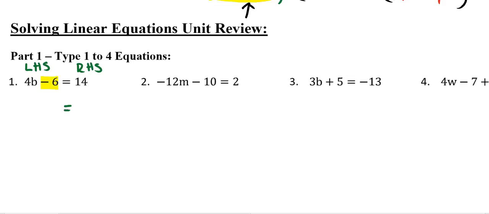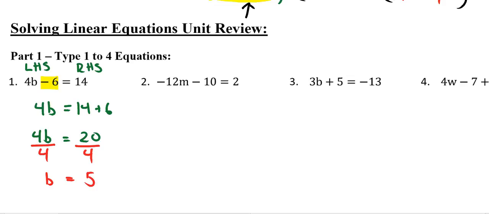For this to work, I have a -6 there, and I want to move that to the right-hand side, so that's going to be 14 plus 6, and this will be the 4b. 14 plus 6 is 20, and this is 4b, and then I divide both sides by 4. I get b equals 5, and that's it. Okay, moving on to the next question here.